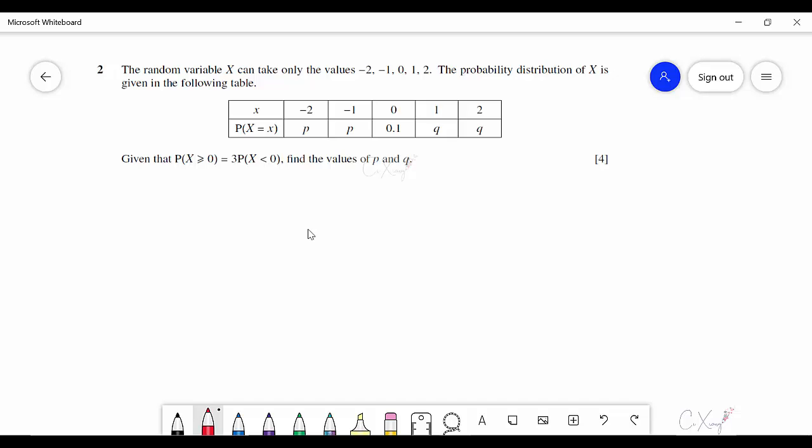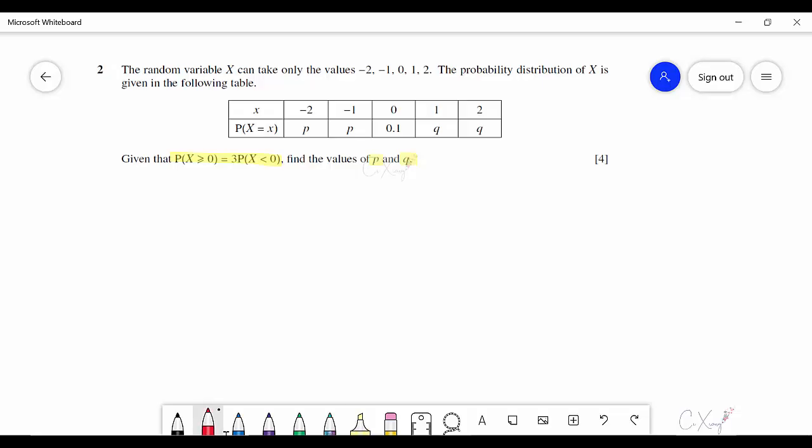Now we continue with question number 2. They give you a random variable x that can take all these values from -2 until 2, and they also give you the probability distribution of x with different values for probability. You can see that they didn't list out all the probabilities. They just mention p, then 0.1, and also q. Given that the probability for x greater than or equal to 0 is equal to 3 times the probability of x smaller than 0, they want you to find the values of p and q.